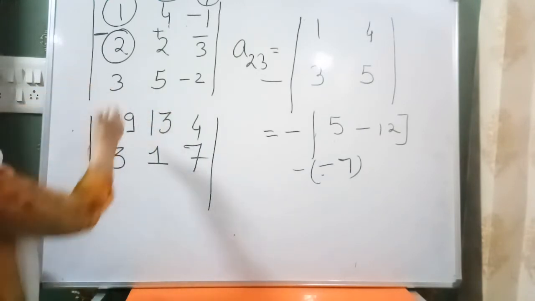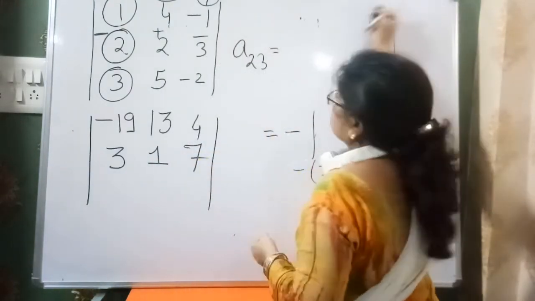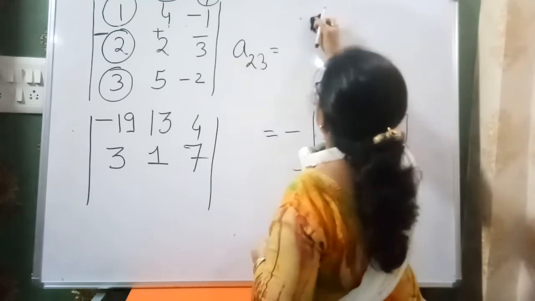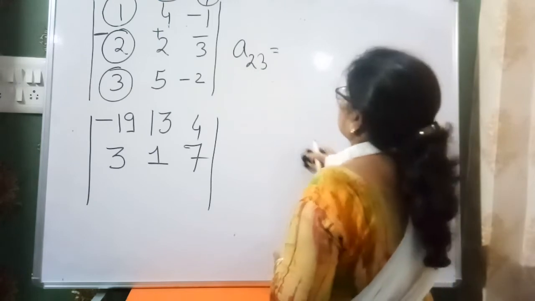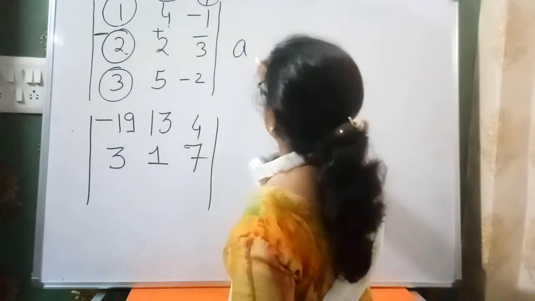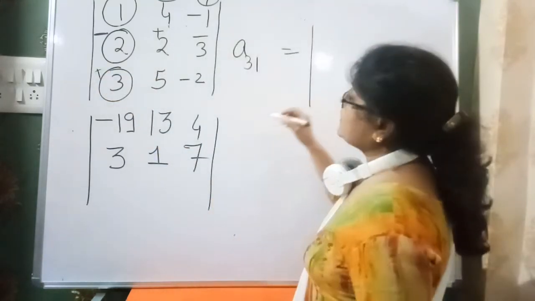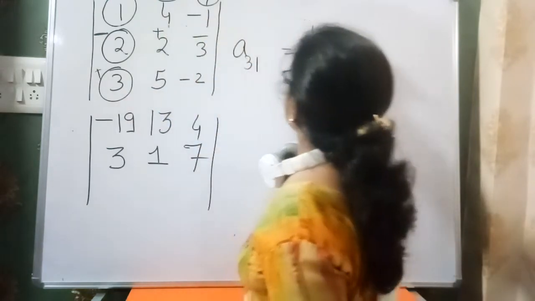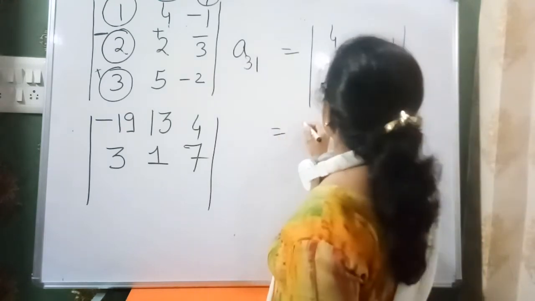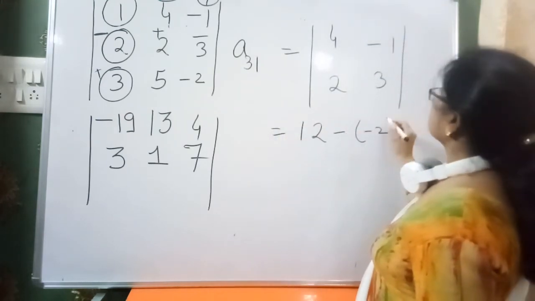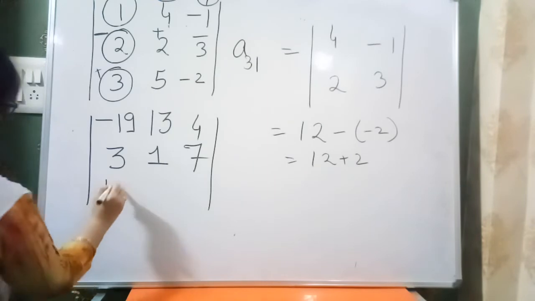Clear? Now this one, for that portion, what's the name of this variable? Third row, first column. And when we write the symbol, rows are written earlier. That means third row, first column. It is minus, then it is plus. So there is no need to write the sign. And we have the matrix 4 minus 1, 2 and 3. Now we have the answer 4 3s are 12 minus minus 2. That means 12 plus 2, and we have 14. Now we write here 14.